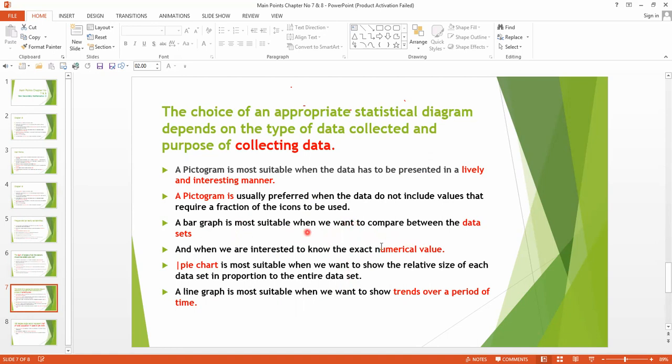A bar graph is most suitable when we want to compare between the data sets. First I have to draw it. These are the different bars.